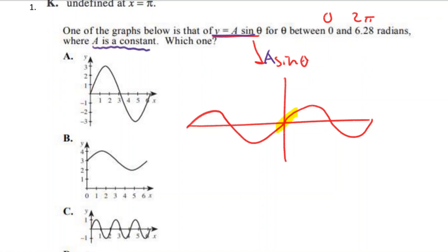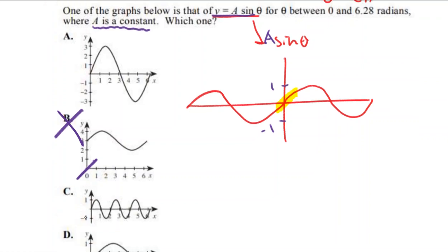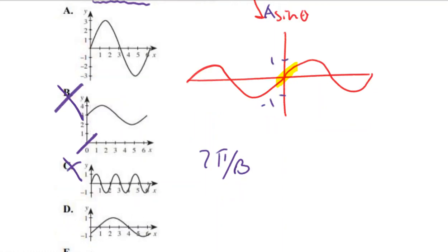A is a constant, so it would change the amplitude, right? So this isn't necessarily going up to 1 and down to -1 because we don't know how big A is. But this one doesn't go up through the origin correctly, so that's not a sine graph unless it was shifted left or right, and this one's not. This one is, but its period has changed, and period is 2 pi over b, and in this equation b is 1, so the period's supposed to be 2 pi, so that period's off for choice C.